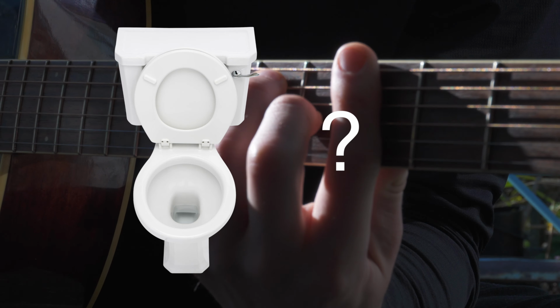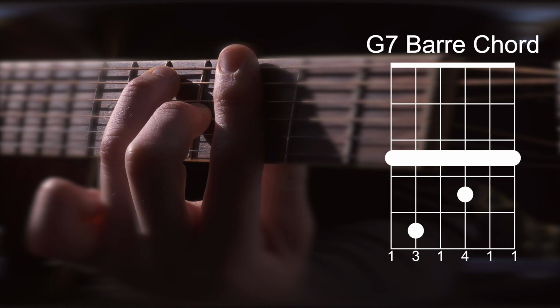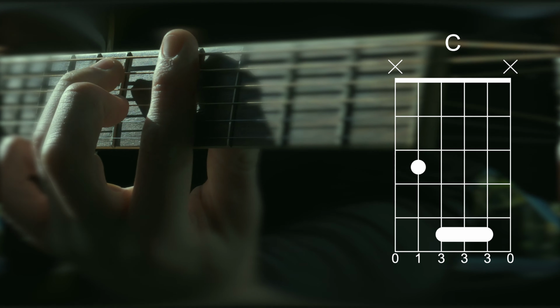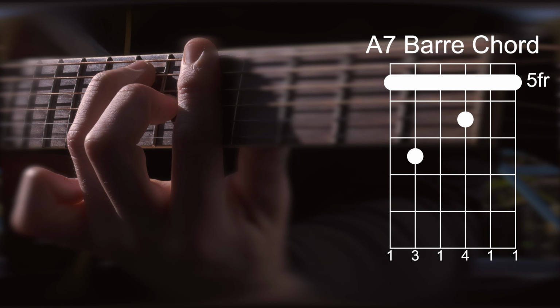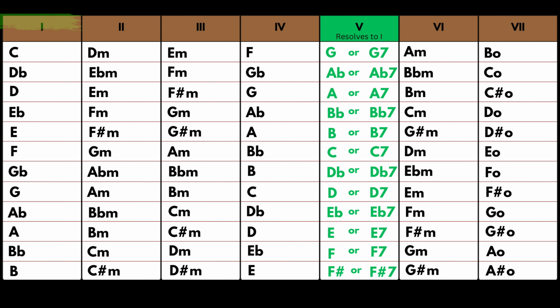So what's our toilet chord? G7 goes to C major. Wow, I feel so relieved. The G7 wants to resolve to a C. It wants to release to the C. If it was an A7, it would want to release to D or D minor. The 5 chord naturally wants to go to the 1 chord.